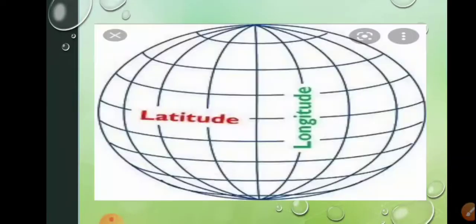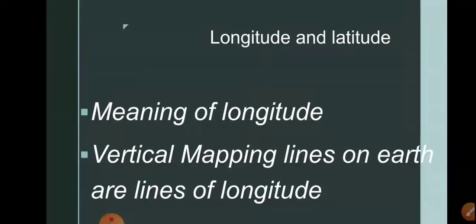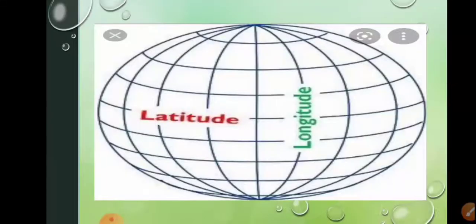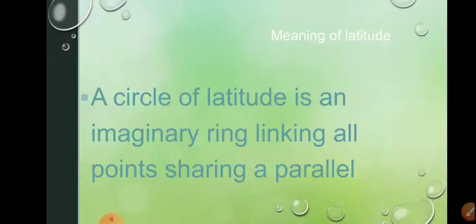In this particular video we discussed the meaning of longitude. Longitude means the vertical imaginary lines on the earth. Picture wise we also saw what is latitude and what is longitude. Next, the meaning of latitude: a circle of latitude is an imaginary ring that links all points sharing a parallel.